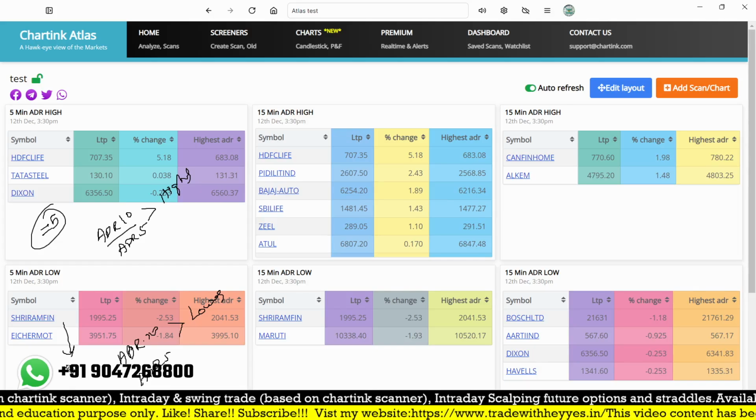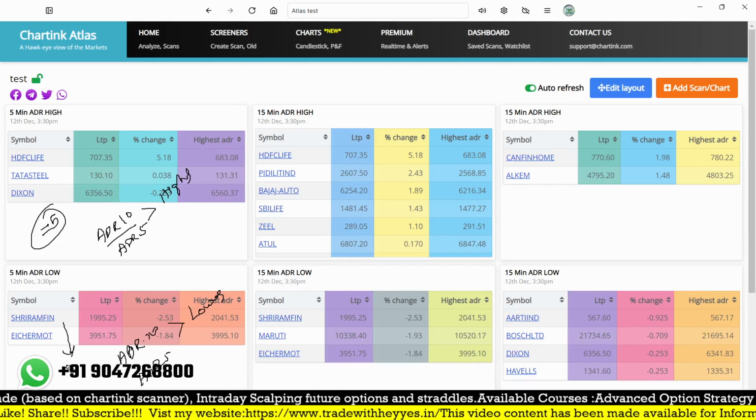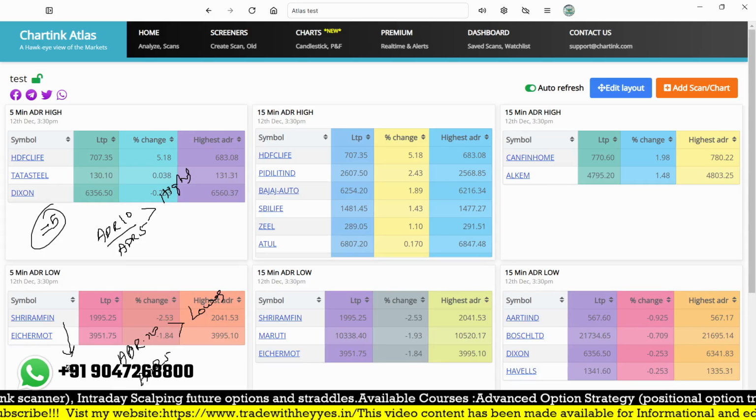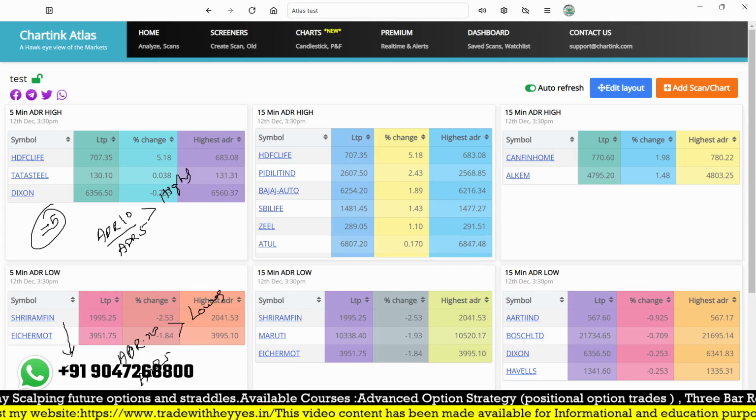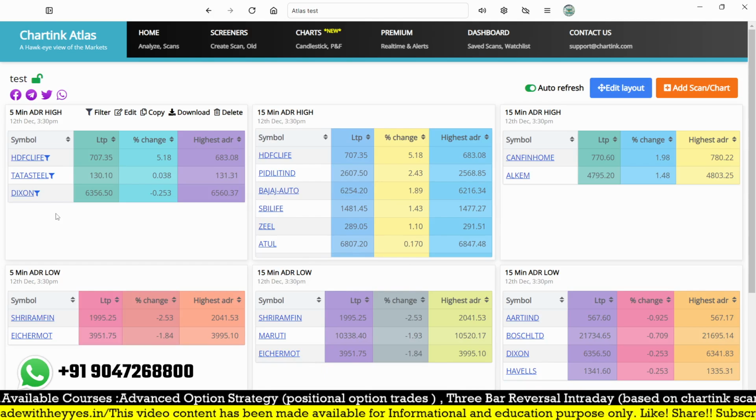I use this for quick scalping kind of trades on 5 minutes. On 15 minutes, we should wait at least that long, and you can hold up to 2 or 3 hours. So 5 minutes should be a quick scalp.